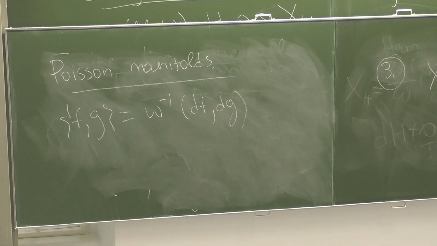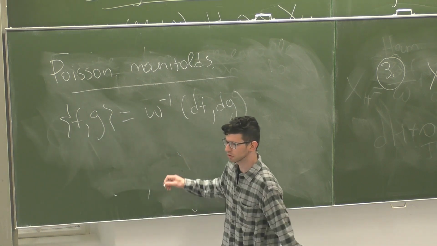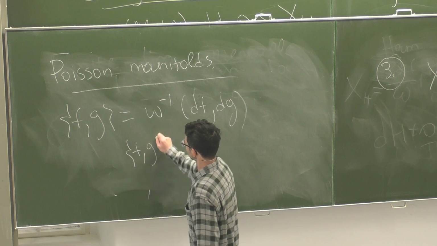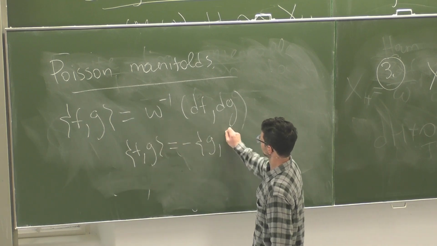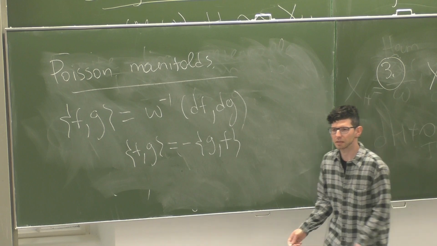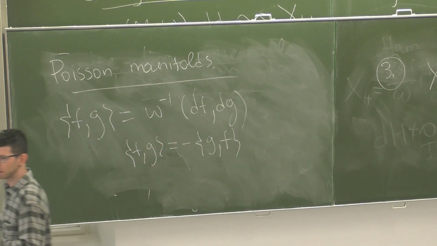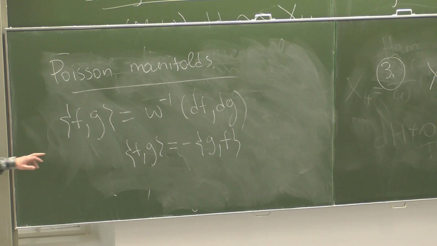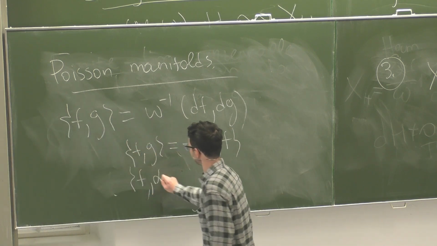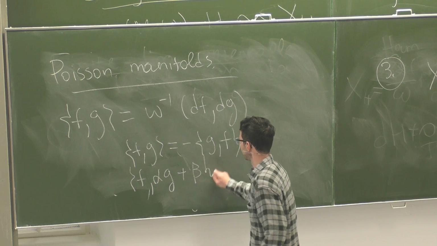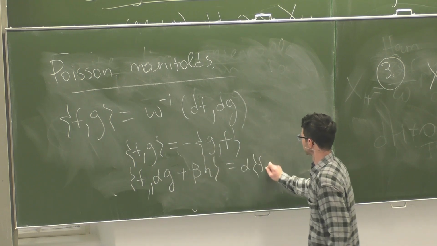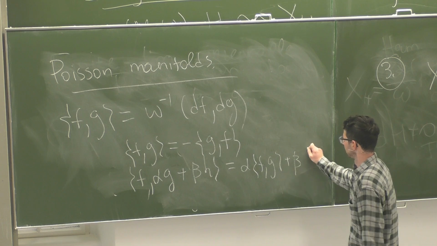The notion of a Poisson manifold you get if you write down the axioms that the Poisson bracket satisfies, but then forget that it comes from the symplectic form. And the axioms are as follows. So first of all, the Poisson bracket is skew-symmetric. Then the Poisson bracket is bilinear over real numbers. You compute the Poisson bracket of f with alpha g plus beta h. That's alpha {f,g} plus beta {f,h}.